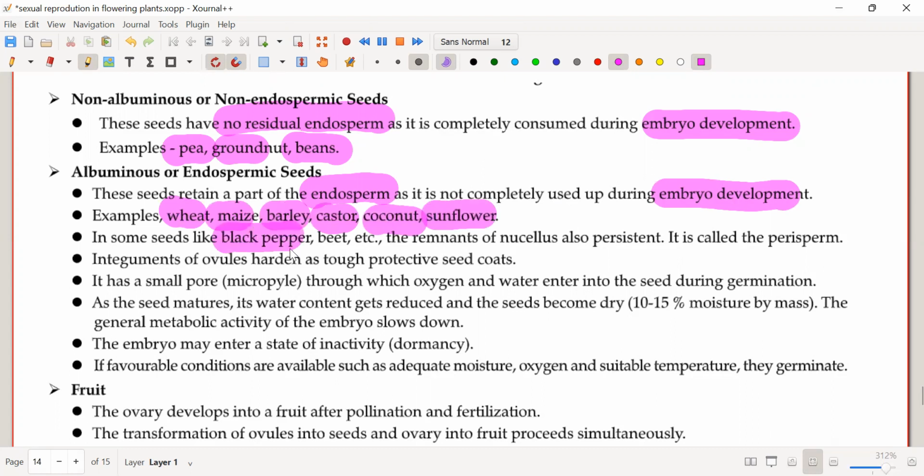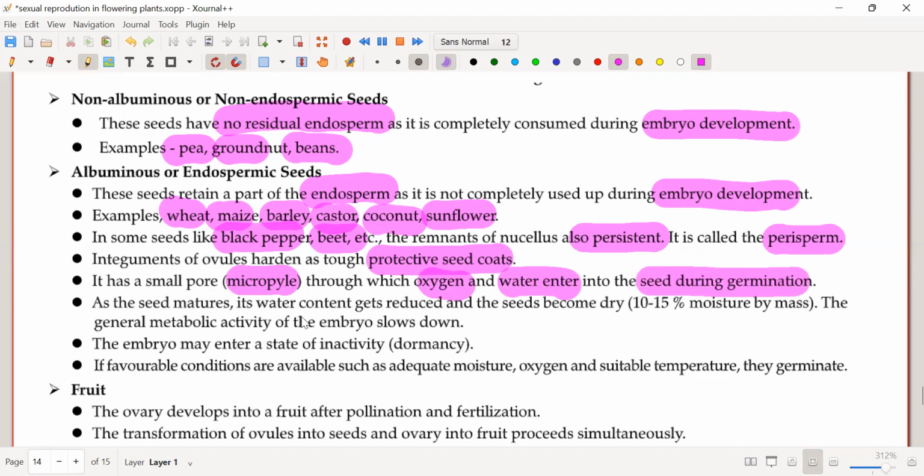In some seeds like black pepper, beet, the remnants of nucellus also persist. It is called perisperm. Integuments of ovules harden as tough protective seed coat. If you have seen the husk of the paddy, you will find that protective layer, integuments too. It has a small pore, micropyle, through which oxygen, water enter into the seed during germination.